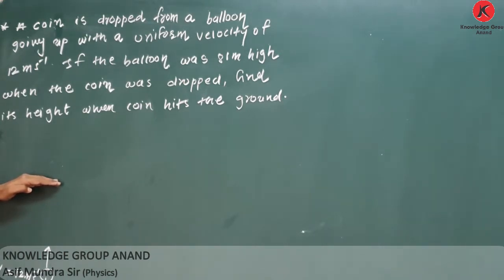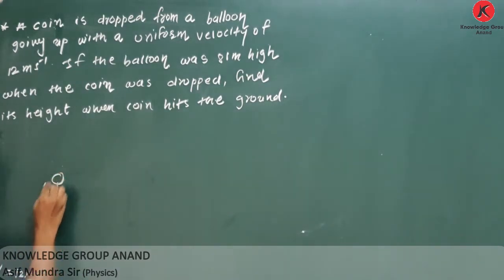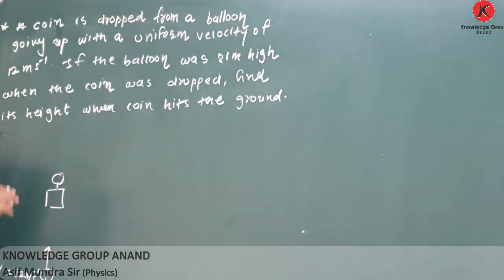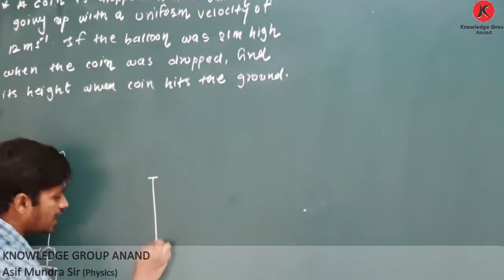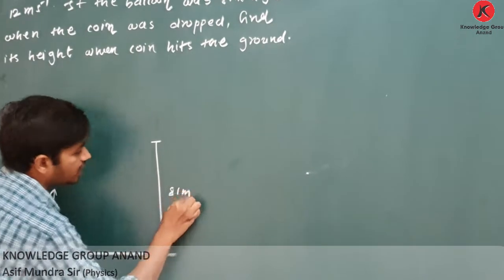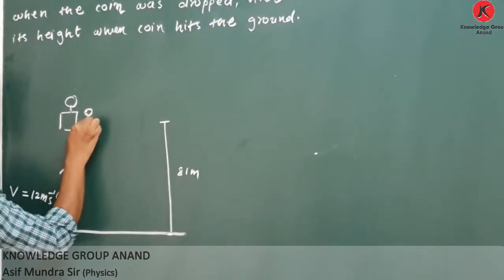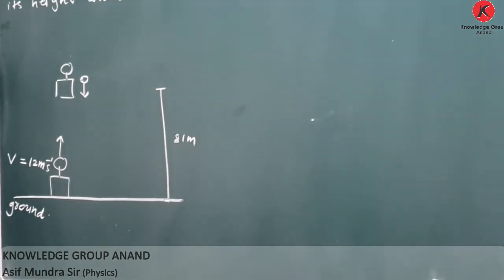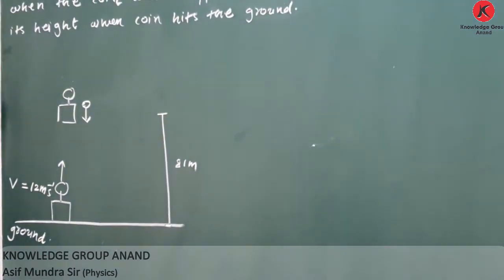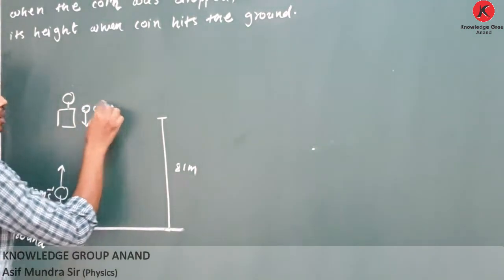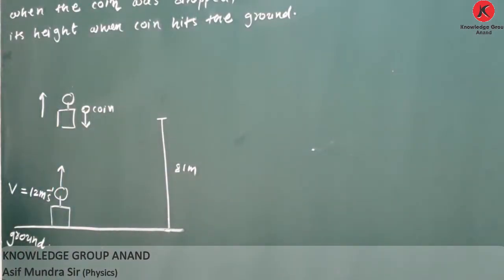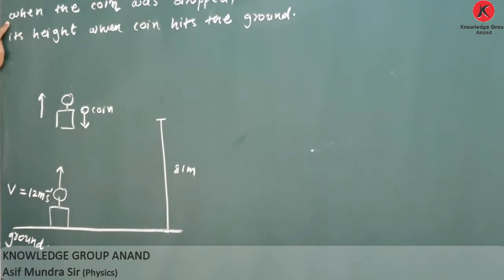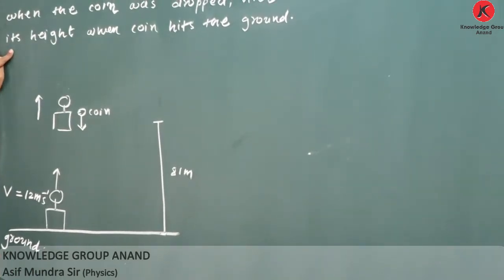If the balloon was 81 meters high, when the balloon comes to this point, which is at 81 meter height, see, it is 81 meters high, a coin is dropped from the balloon. Okay, when the coin was dropped, find its height when the coin hits the ground.